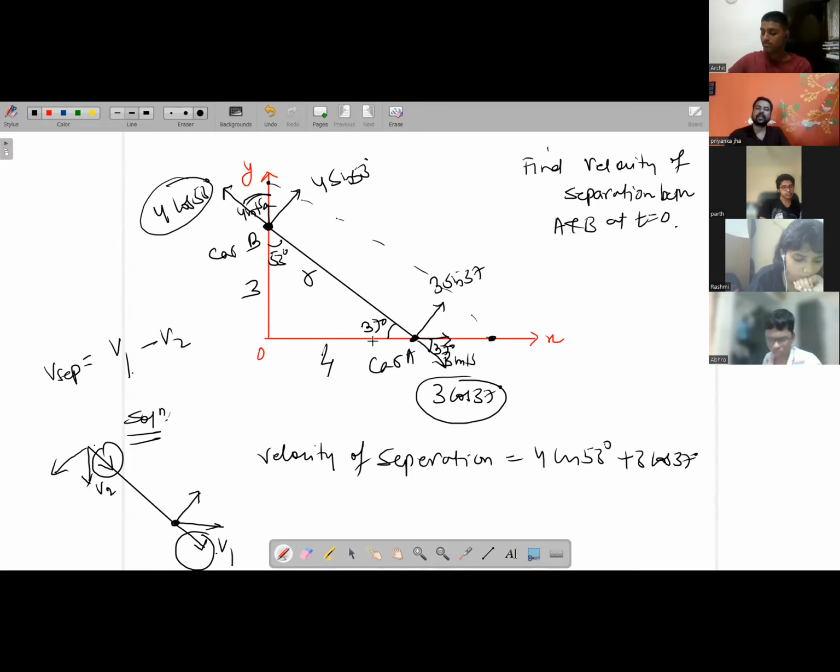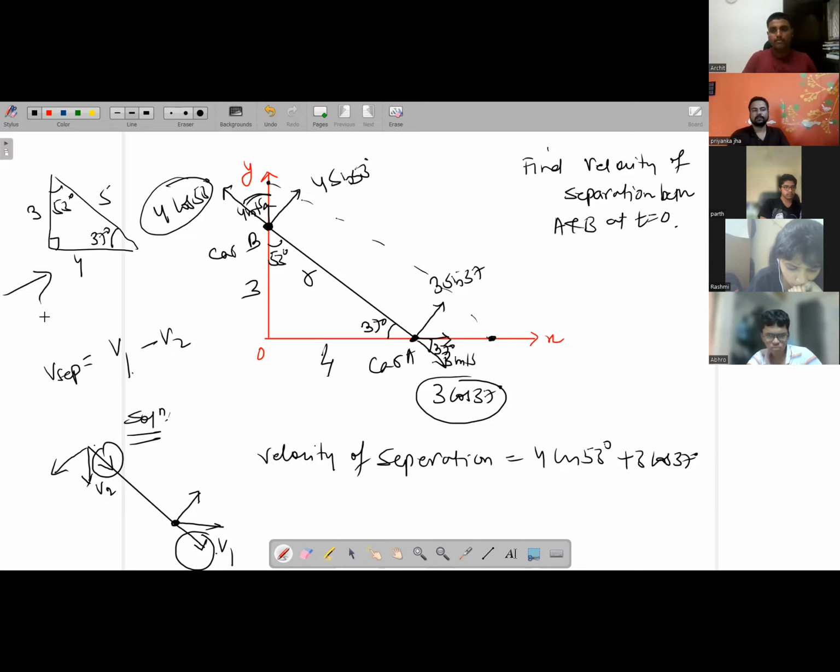You have a question about how I took this angle? See, in any right angle triangle, I already told you that this is 3, this is 4, and this is 5. So this angle will be 37, this angle will be 53, and this is 90 degrees. This is not a standard angle in mathematics, but in physics we have to remember this.